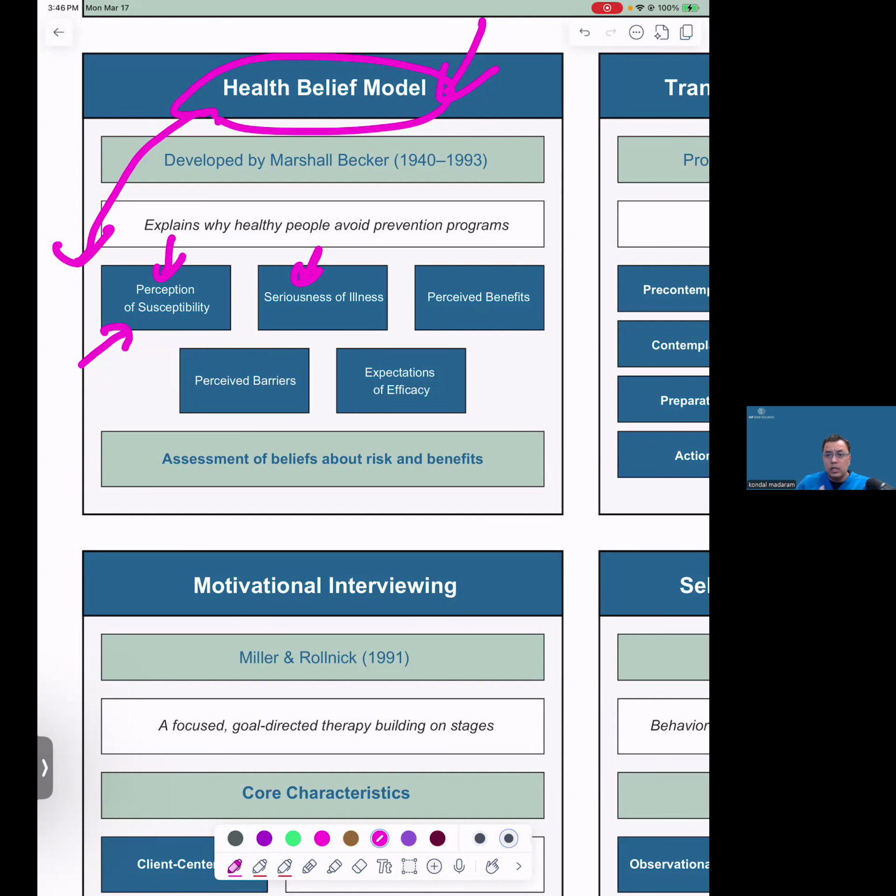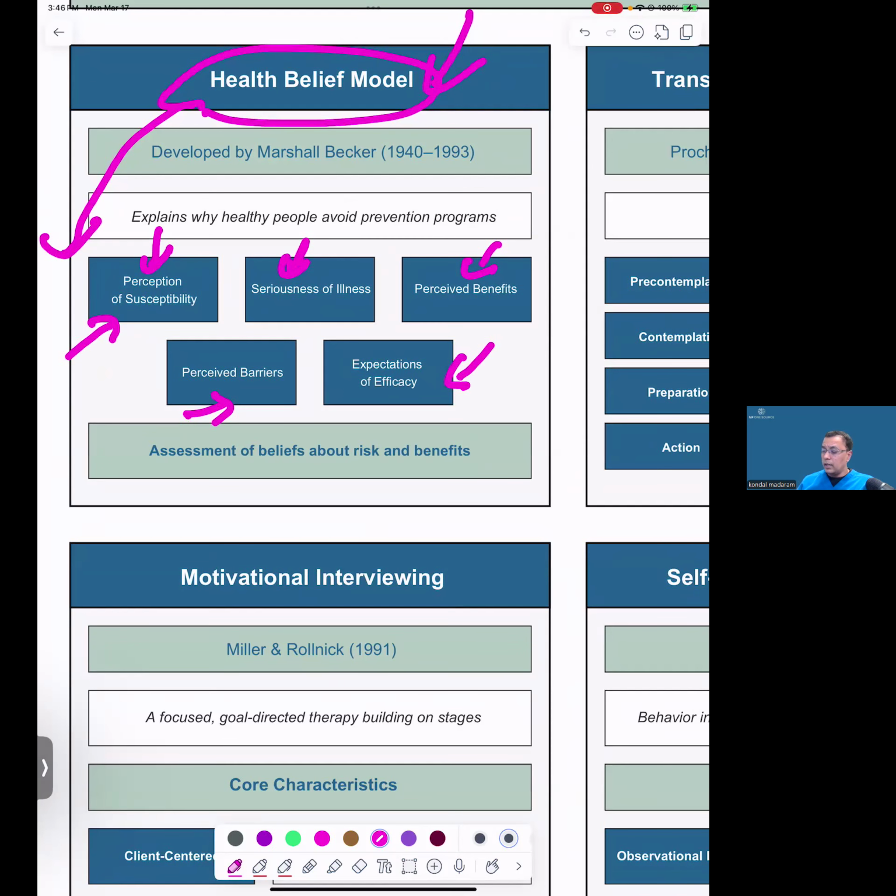Perceived benefits: he does understand that early detection saves lives. Now, perceived barriers: he fears the procedure and the cost. A doctor educates him on statistics on higher survival rates with early detection, reduces the fear, and offers insurance options. In expectations of efficacy, they think it's better or good or helpful. So these are all the things playing a role in prevention, and they explain why healthy people avoid prevention programs. These are all the thoughts which they go by. So that's the health belief model.